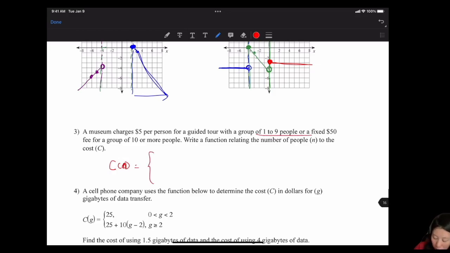When the group is between 1 and 9, so that means when n is greater than or equal to 1 and less than or equal to 9, they charge what? $5 per person. We don't know how many people, so the total cost should be 5 times n. Or a fixed cost of $50 if a group of 10 or more people. That means when n is greater than or equal to 10, the cost is going to be $50. So this is the piecewise function.